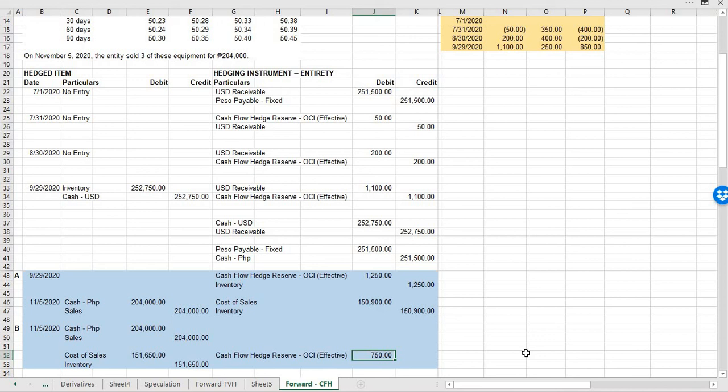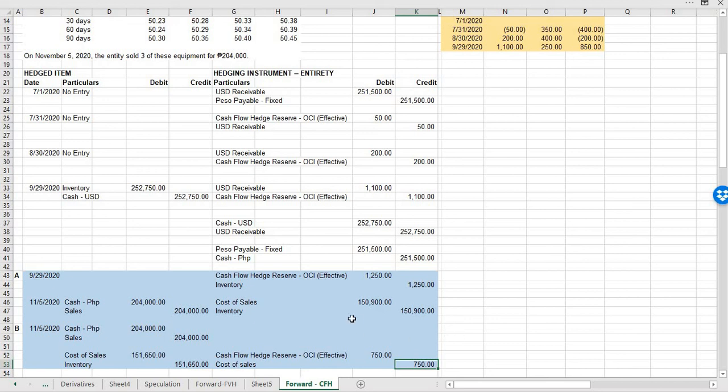At credit tayo ng nominal account. Bakit nominal account? Kasi nga, i-reclassify na ngayon natin yung OCI to P&L. So, anong nominal account? So, yun ang cost of sales. Also at 750 pesos. So, ngayon, ang cost of sales natin ay nabawasan kasi nag-credit tayo. So, siya ay 151,650 minus 750. Magkano siya? So, yun ay 150,900.